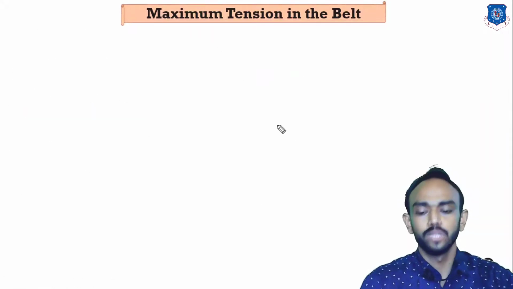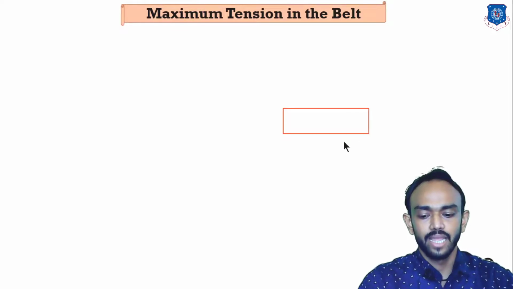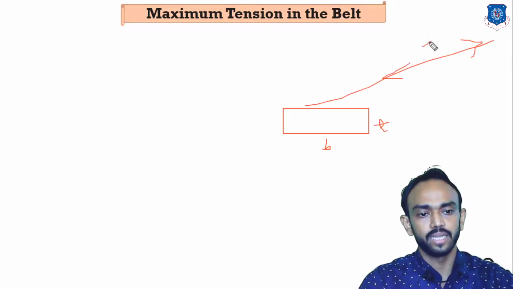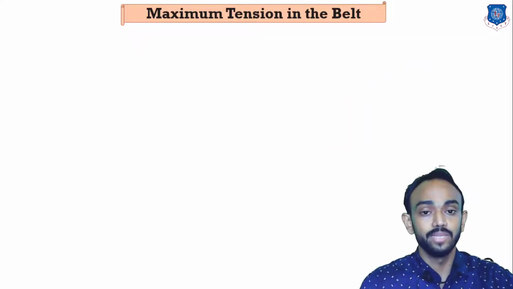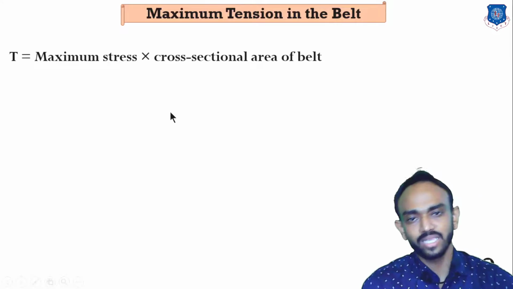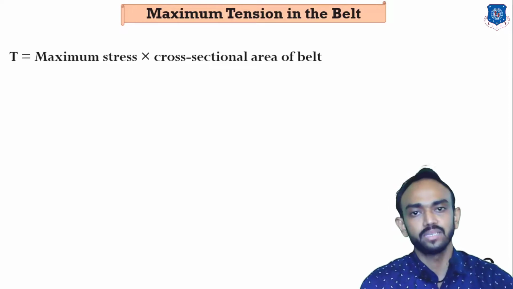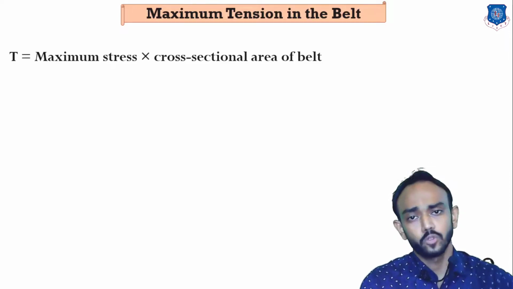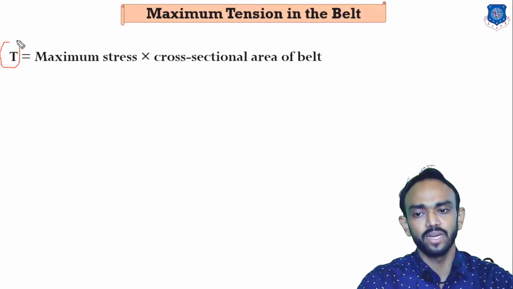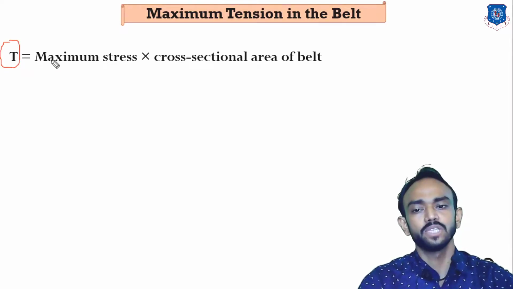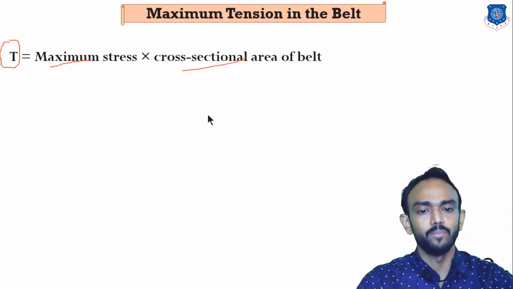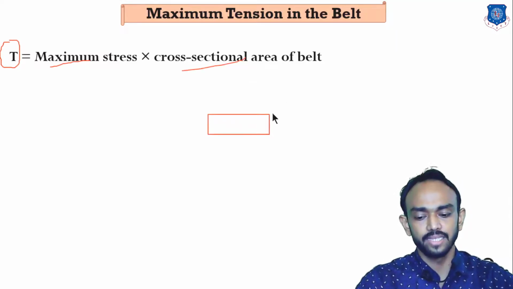You know that the cross section of any belt drive is like this, where b is the width and t is the thickness. So if it is transmitting the maximum tension T, what will be the width and thickness? Maximum tension is equal to maximum stress into area, because stress is equal to force upon area. Tension is one type of force, so force is equal to stress into area, and the cross section of the belt is like this, where b is the width and t is the thickness.